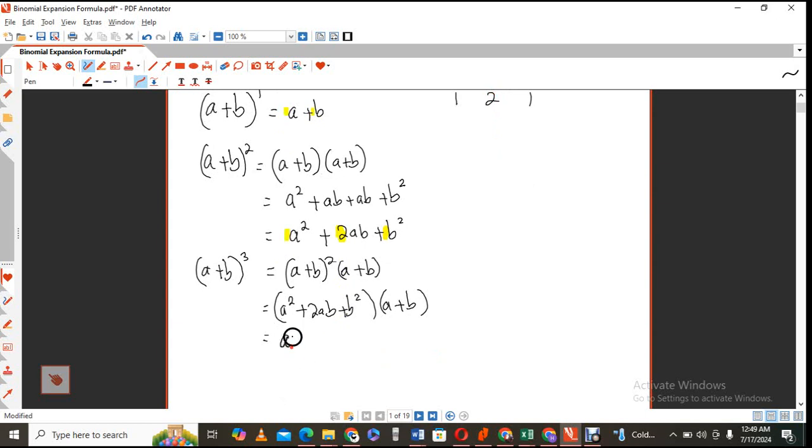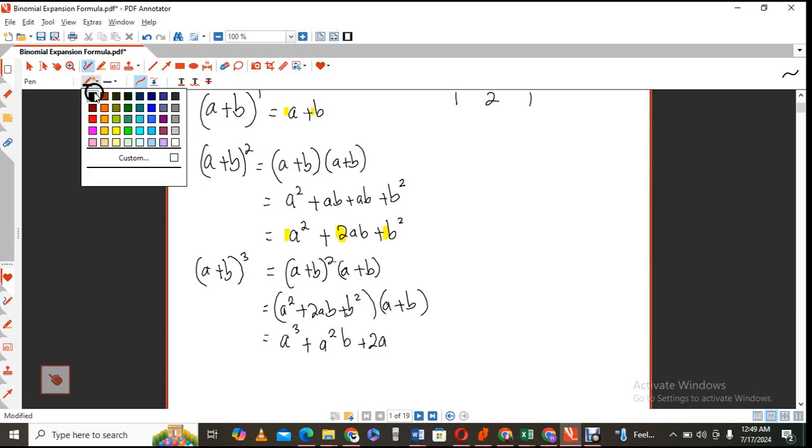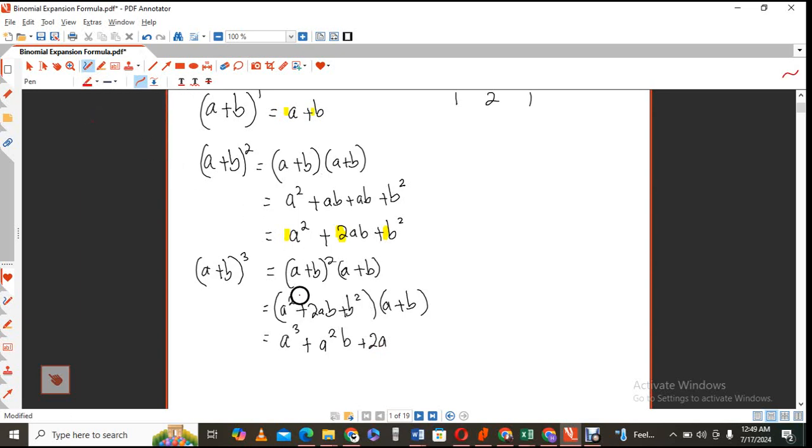So if you multiply, you get a cubed plus a squared b. Now we start with the second one, and I'll use a different color just so you can see. Basically, I'm multiplying a squared by a, and that's where I get this a cubed. Then I multiply that a squared with the b, that's why I have a squared b.